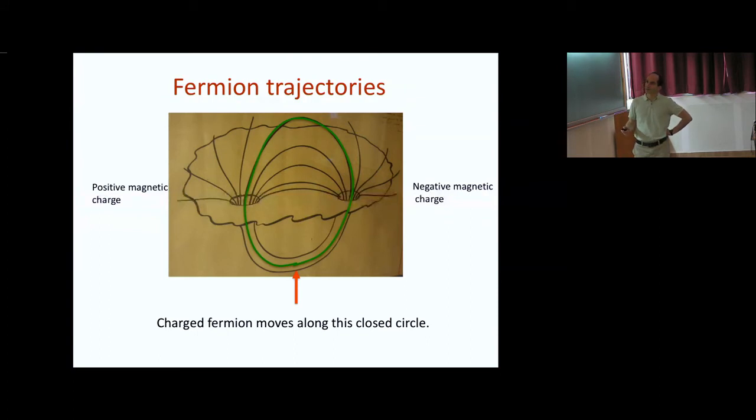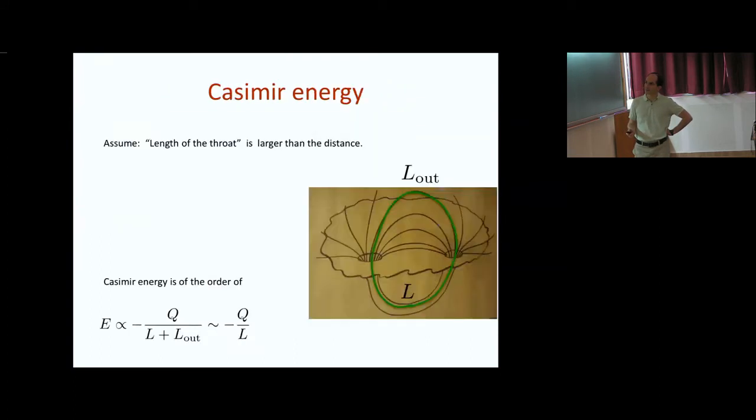Of course, for each magnetic field line, we have the various circles. And the circle has some effective length outside the black hole, and also some effective length inside the black hole. Here, you have to be careful about the warp factor and so on. So when I say L is taking all this into account, it's not really the proper length, but it's the effective length as it appears in the effective two-dimensional metric that this fermion field sees.